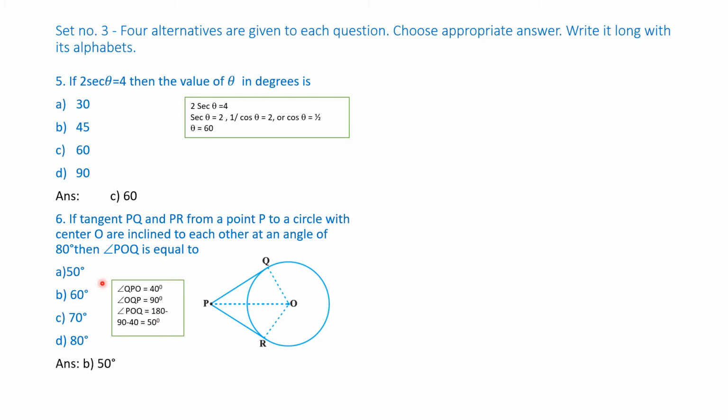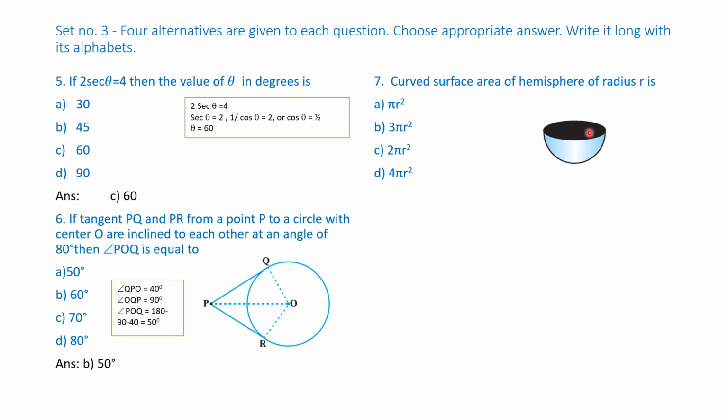Let us take question number 7. The curved surface area of a hemisphere of radius r is: option A, pi r square; option B, 3 pi r square; option C, 2 pi r square; and option D, pi r square. This is a standard formula, you have to simply remember it. Therefore, this is the hemisphere and the answer is C, 2 pi r square.